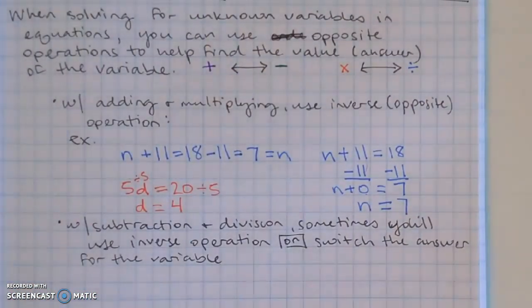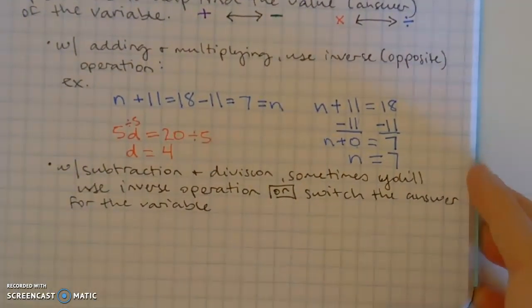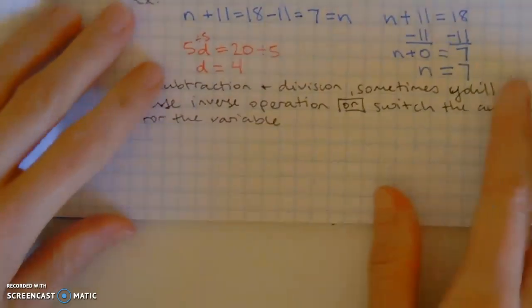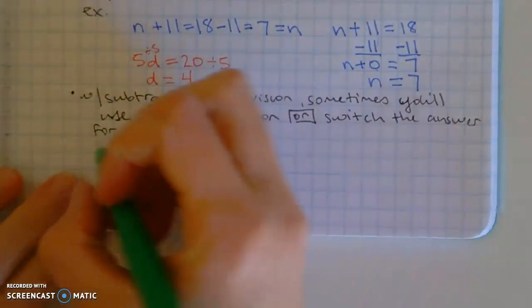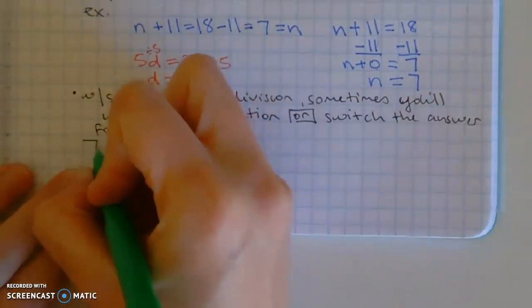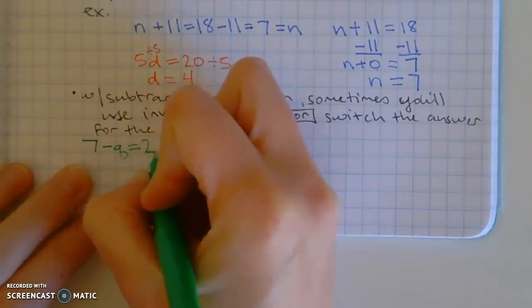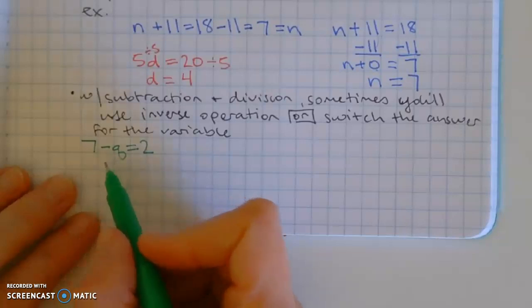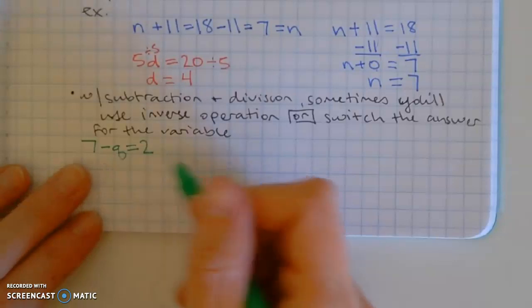Okay, so I'm going to try to show you 2 quick ones of those. Okay, let me see if I can move this out a little bit. There we go. All right, so let's do our subtraction problem. So we're going to do 7 minus q equals 2. So I can't subtract 7 and subtract 7, or add 7 and add 7 over here, because it doesn't make sense.